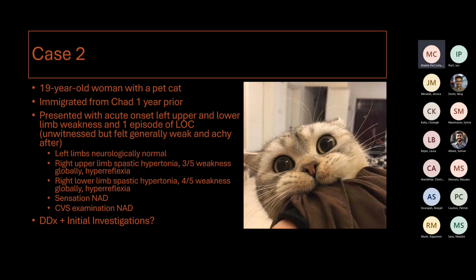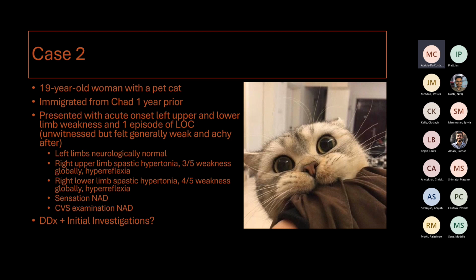And she had one episode of loss of consciousness, unwitnessed, but she felt really, really terrible afterwards. Sorry, that's supposed to be the other way around. Her right limb was totally normal. Her left limb had spastic hypertonia, 3 out of 5 weakness, globally, and hyperreflexia, and the same for the lower limb, except that it was spared some of the weakness. Sensation on the left side was normal.